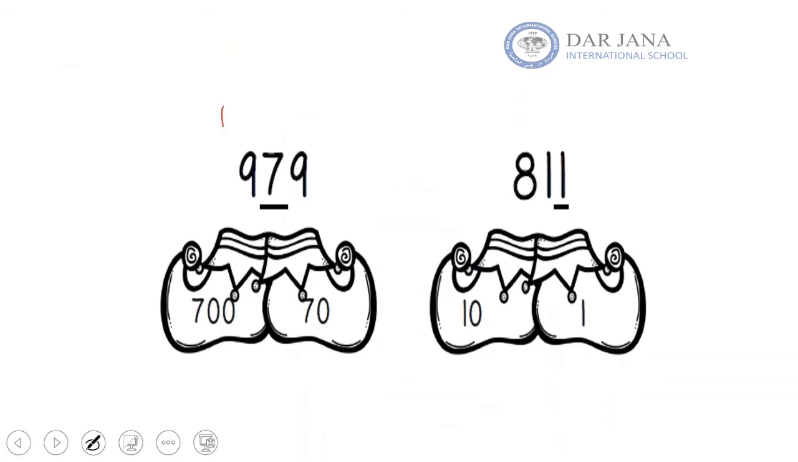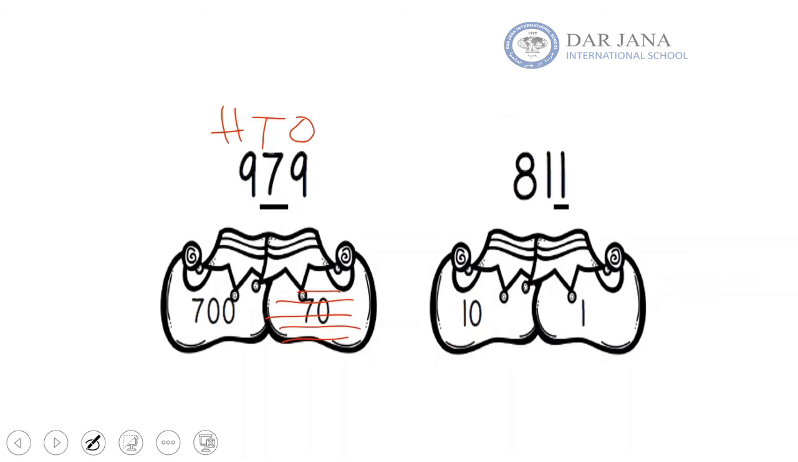Let's put hundreds, tens, ones. The 7 is under the family of the tens. So what's the value of the 7? Is it 700 or 70? Yes, it's 70. How do you make sure? I know that the tens are 2-digit numbers. And I know that when I read it this way, 979. So the value of the 7 is 70.